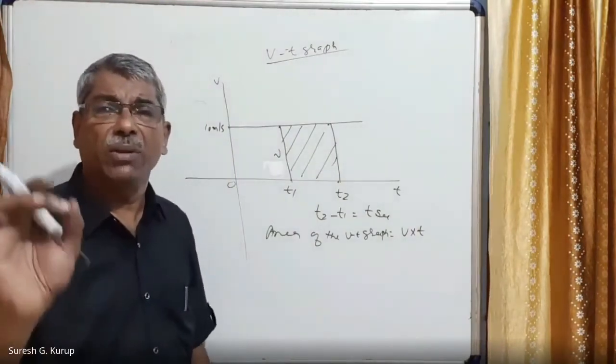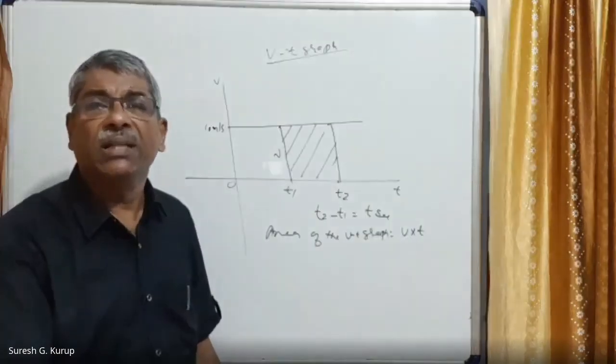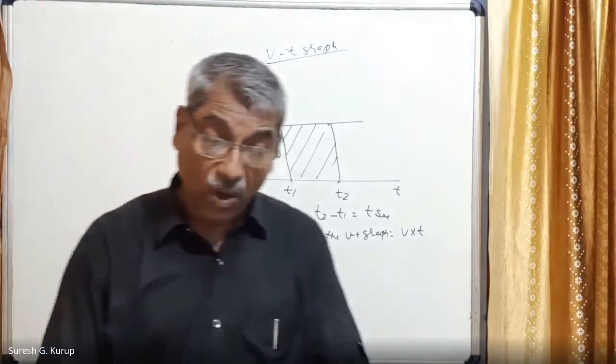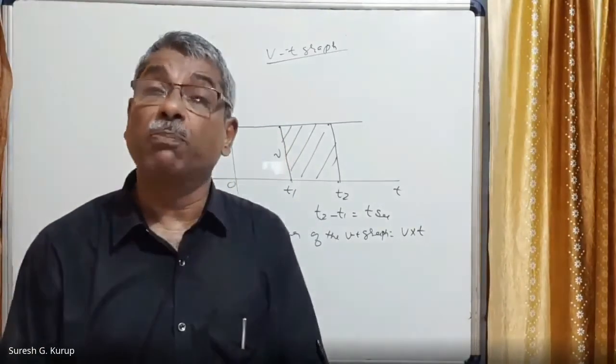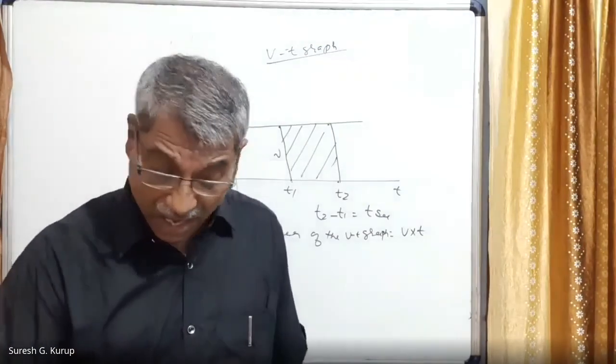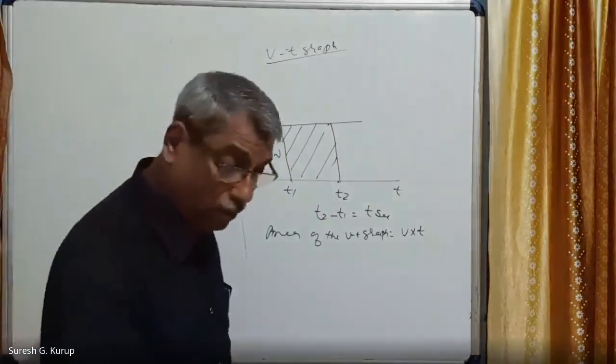So this is a very important term. Once again I repeat, the area of the velocity time graph is the displacement of the body during that time interval. This is the velocity time graph of a body which is moving with uniform velocity.